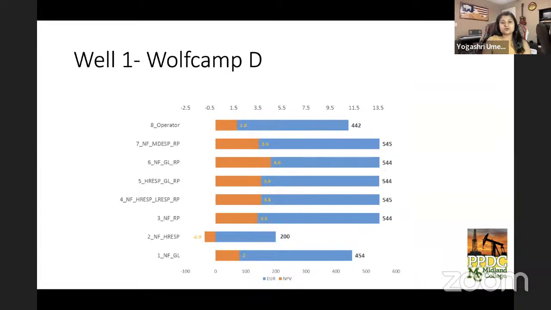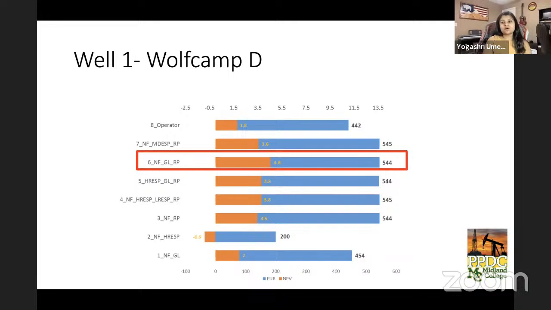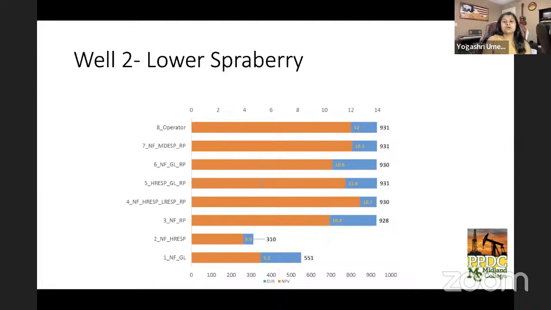Using the economics, you'll notice that the orange represents the NPV for each artificial lift scenario, and the blue represents the EUR for each artificial lift scenario. You'll notice that the optimal artificial lift is actually the natural flow to gas lift to rod pump in your Wolfcamp D formation because it had the highest NPV. And then in the Lower Sprayberry, you'll also notice that the natural flow to high rate ESP to low rate ESP to rod pump, when you're in the operating range for these particular wells, had the highest NPV as well.